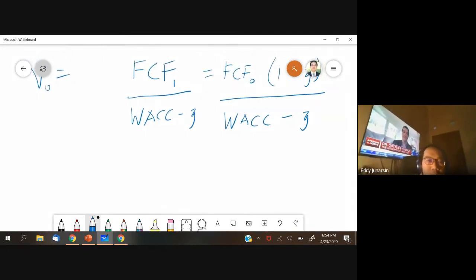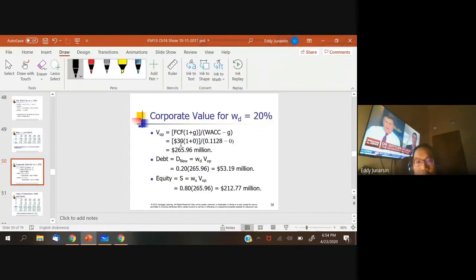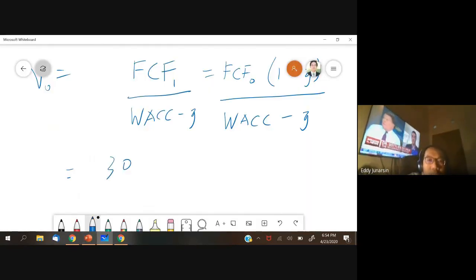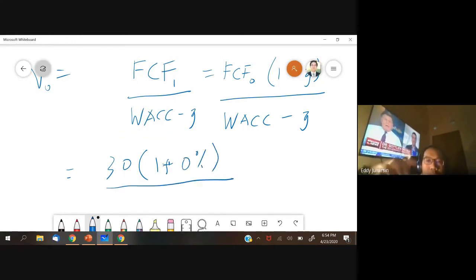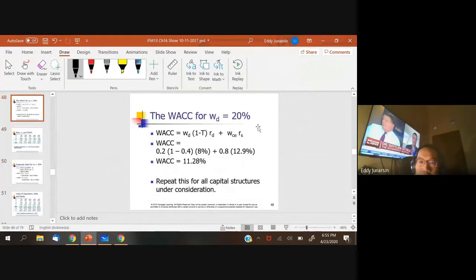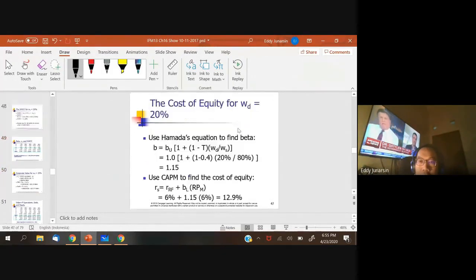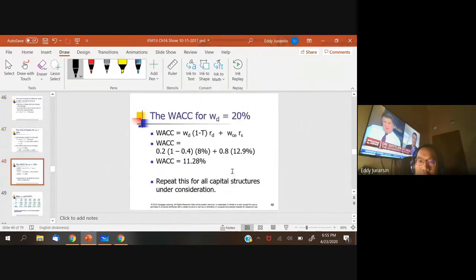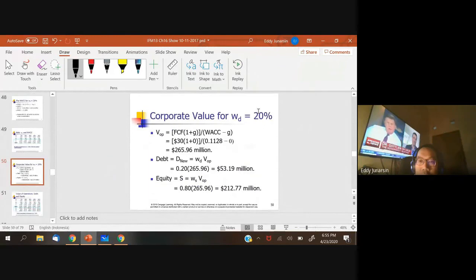So this is the simplification of the case. The existing cash flow is 30, growing at, what is the constant growth forever in the story again? 0%. So the constant growth rate is 0%, divided by the cost of capital when we now use 20% debt.